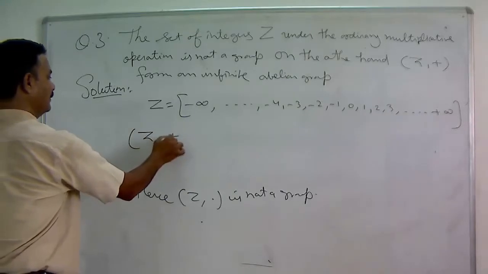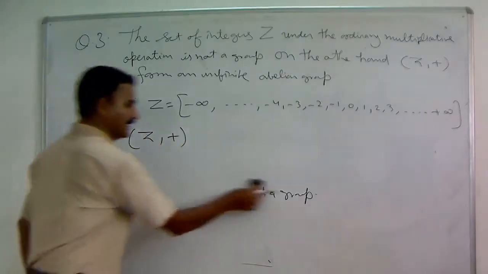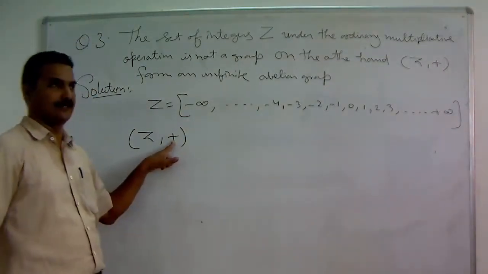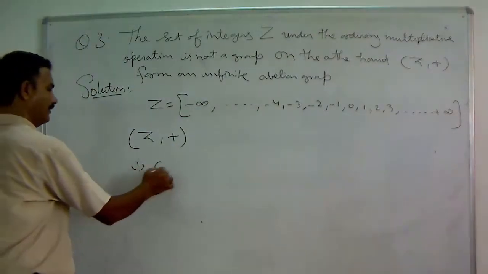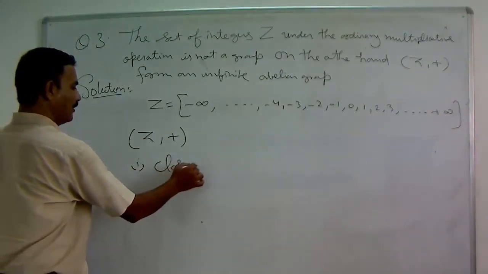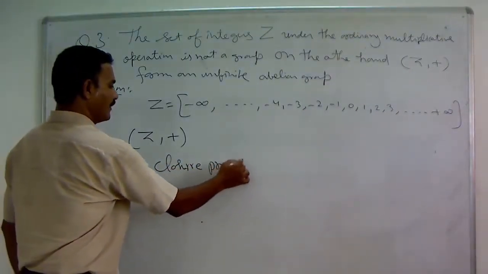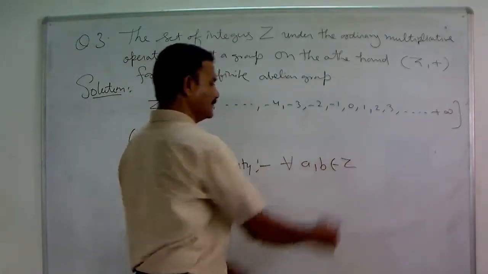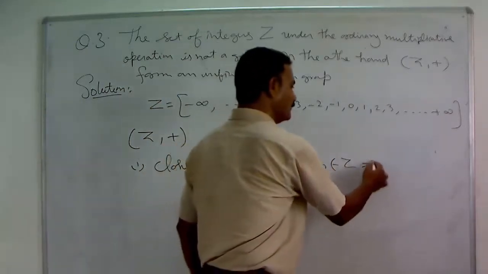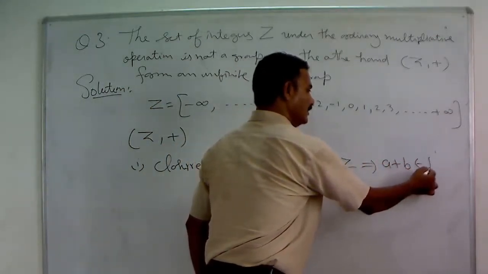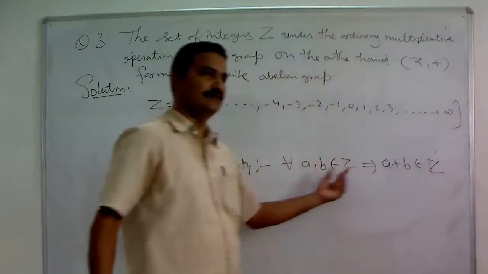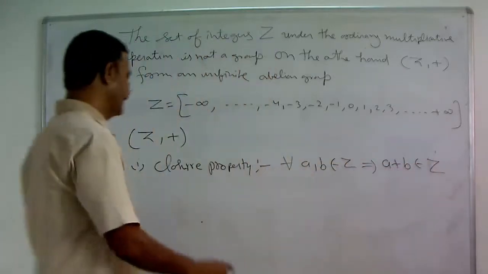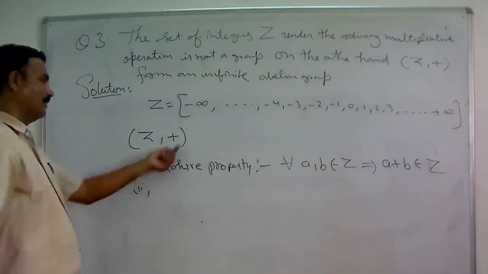Set of integers Z, but this time your operation is ordinary additive operation. And for the additive operation, the closure property: for any two integers which belong to Z, we know that the sum of two integers is again another integer. So a plus b, the sum of two integers, is again another integer, so a plus b obviously belongs to Z. So Z is closed for ordinary addition.